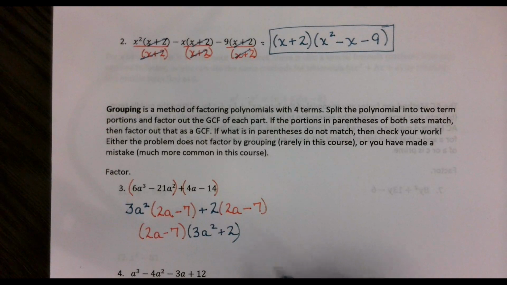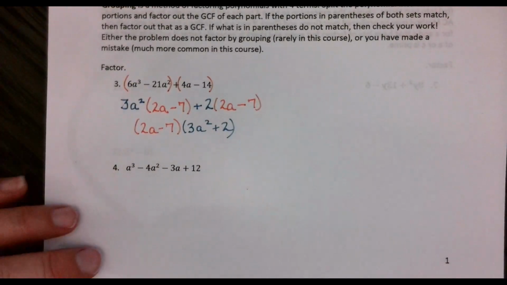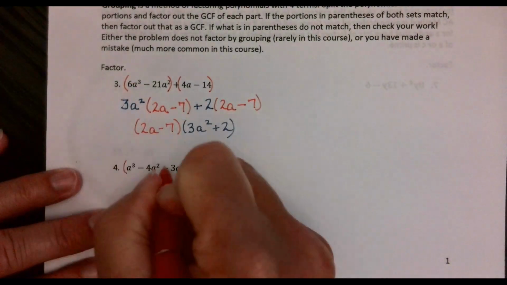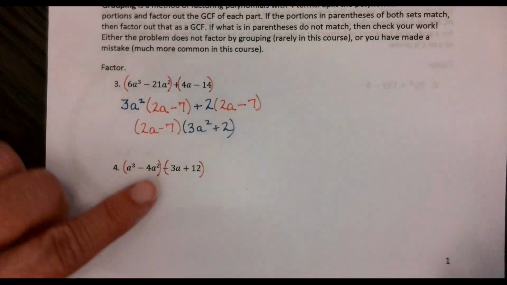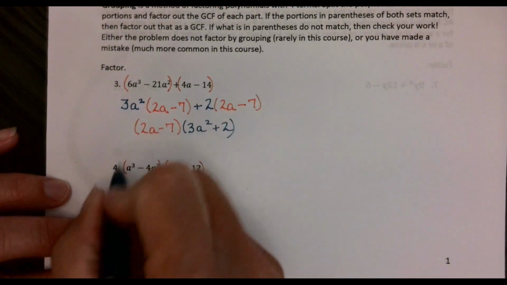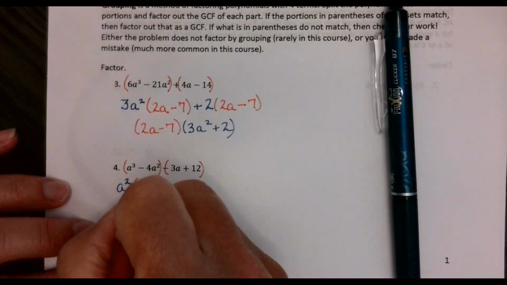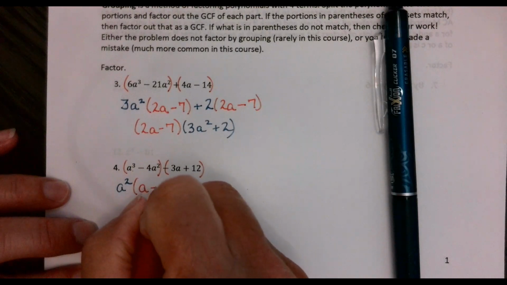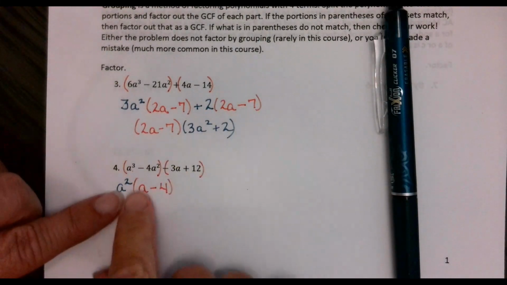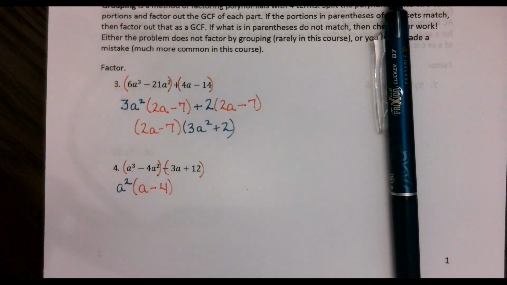Now, let's take a look right here. Now again, at any time, you can pause the video and try this on your own. So I'm going to group this, and I'm going to group this. Be real careful when you have a minus sign. Our GCF that goes into both of these is a squared. I am left with a minus 4, because a squared times a gives us a cubed. A squared times a negative 4 gives us negative 4a squared.